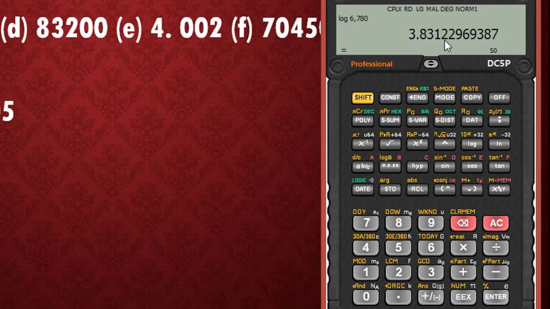So we have 3.8312. So we are stopping at this 2. If we need to do any approximation to this 2, because this 2 is where we have our 4-digit mantissa stopping. So this 3 here is the characteristic, then from 0.8312. So if we approximate the 9 to this 2, we have this place to be 3. So if we approximate 3, it will give us 0. 0 plus this 2. So we now have a final answer there to be 3.8312.